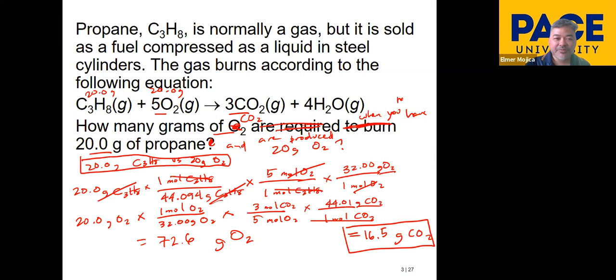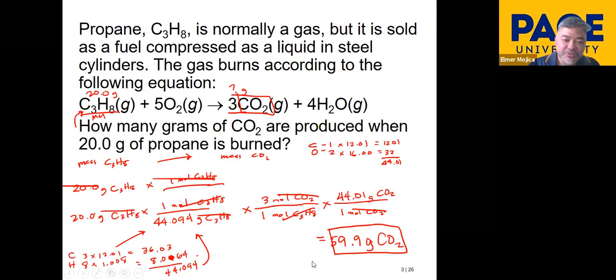If I have 20 grams of propane and 20 grams of oxygen, which of the two is the limiting reactant? One produced 16.5 grams of carbon dioxide from 20 grams of oxygen, and the other one produced 59.9 grams of carbon dioxide from 20 grams of propane. So which is the limiting reactant? What shall we say? The one that produced the lesser amount is the limiting reactant. So between the two, the 20 grams of oxygen is the limiting reactant.